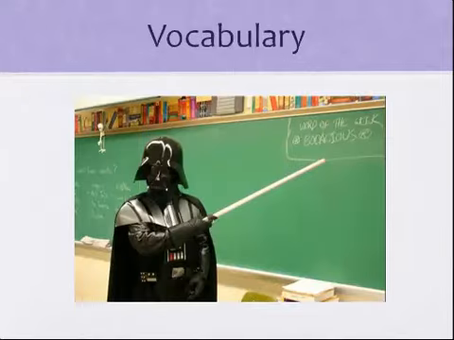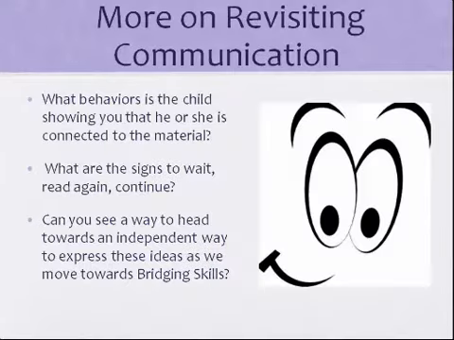So write down, what are the signs that this child demonstrates to wait or to read again or to continue? Can you see now a way to head towards independent communication as we move towards bridging skills? So keep thinking, keep that cap going. I'm here now. This is what I can do now. What are we going to be able to do next? I can see a little kid being ready to blow out a candle, and it takes a little while to get those muscles together, but they're ready to blow, and they hurry on to the next thing, and he's missed the chance to be the blower this time.